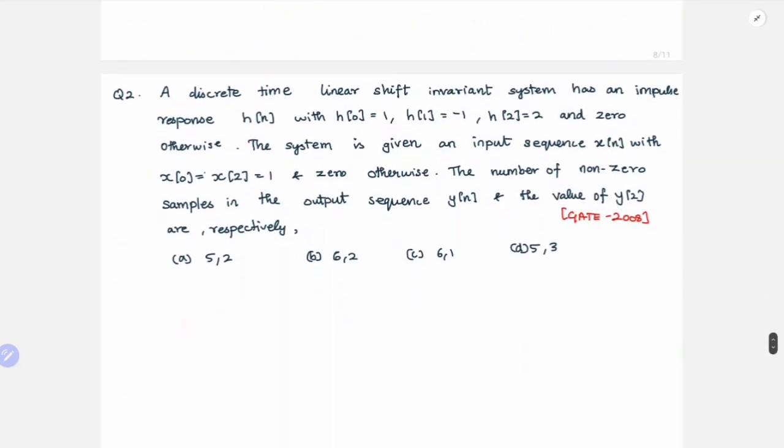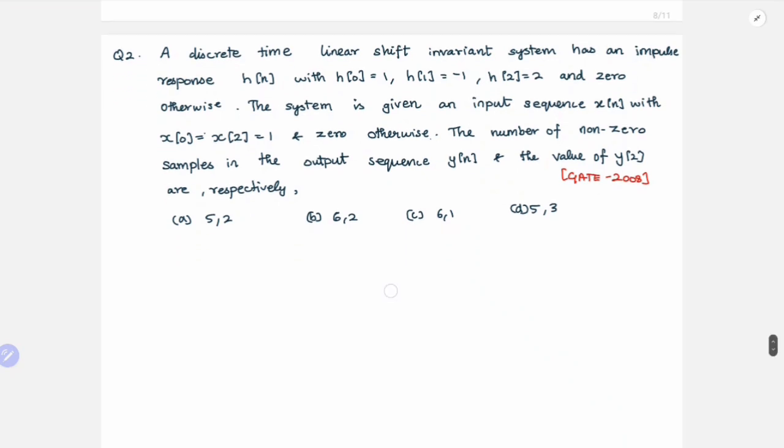Okay. So coming to the second question: a discrete time linear shift invariant system. Instead of time invariant, they have used shift invariant, so we should not get confused. They both mean the same. It has an impulse response h of n with h of 0 equal to 1, h of 1 equal to minus 1, and h of 2 equal to 2, and 0 otherwise. The system is given an input sequence x of n with x of 0 equal to x of 2 equal to 1, and 0 otherwise. The number of non-zero samples in the output sequence y of n and the value of y of 2 are, respectively. So this one you have to calculate and find.